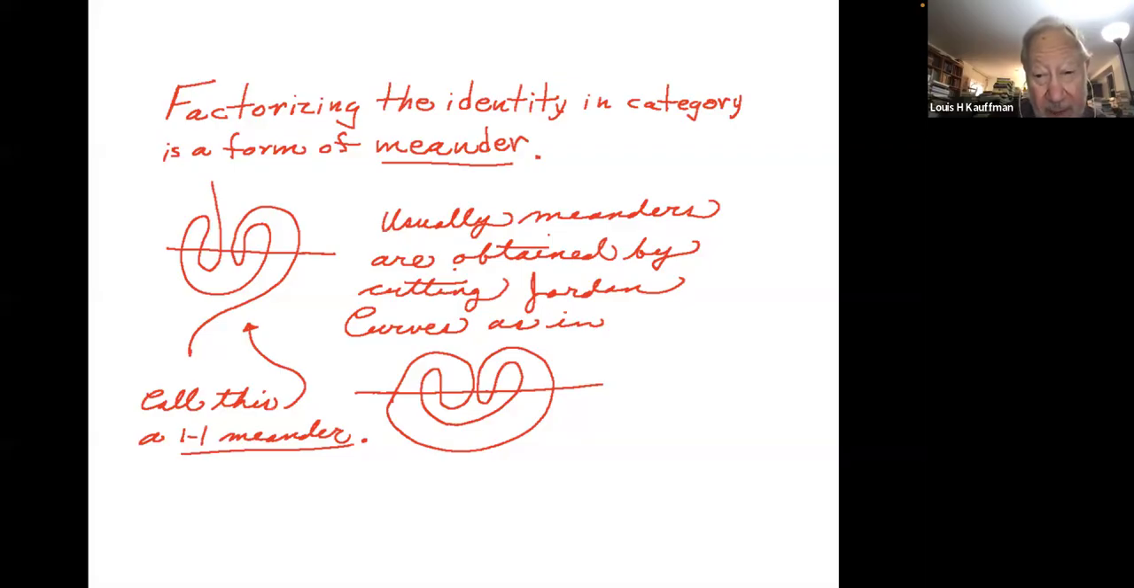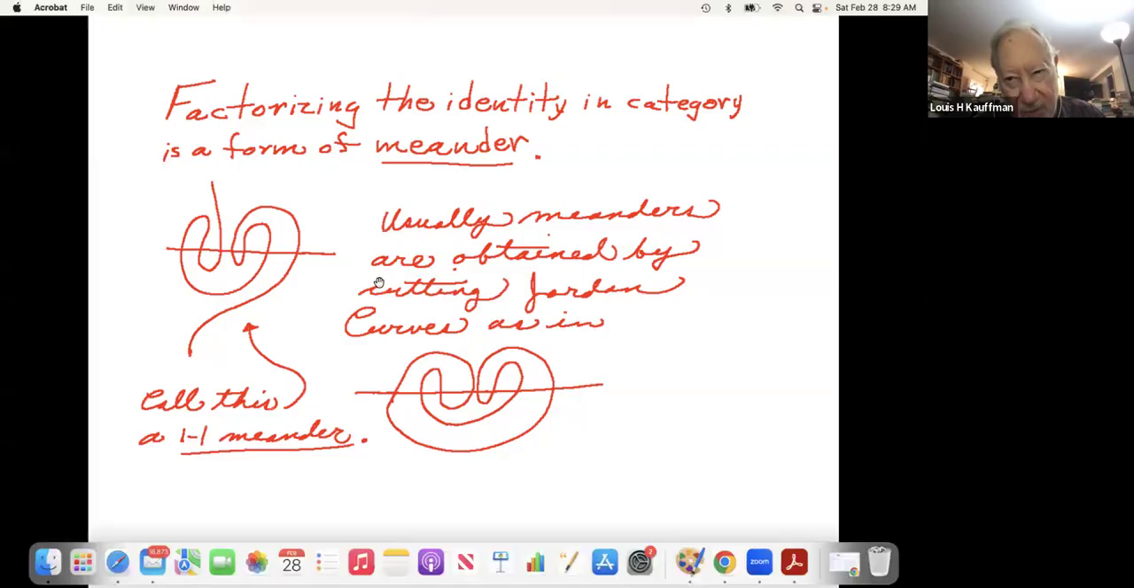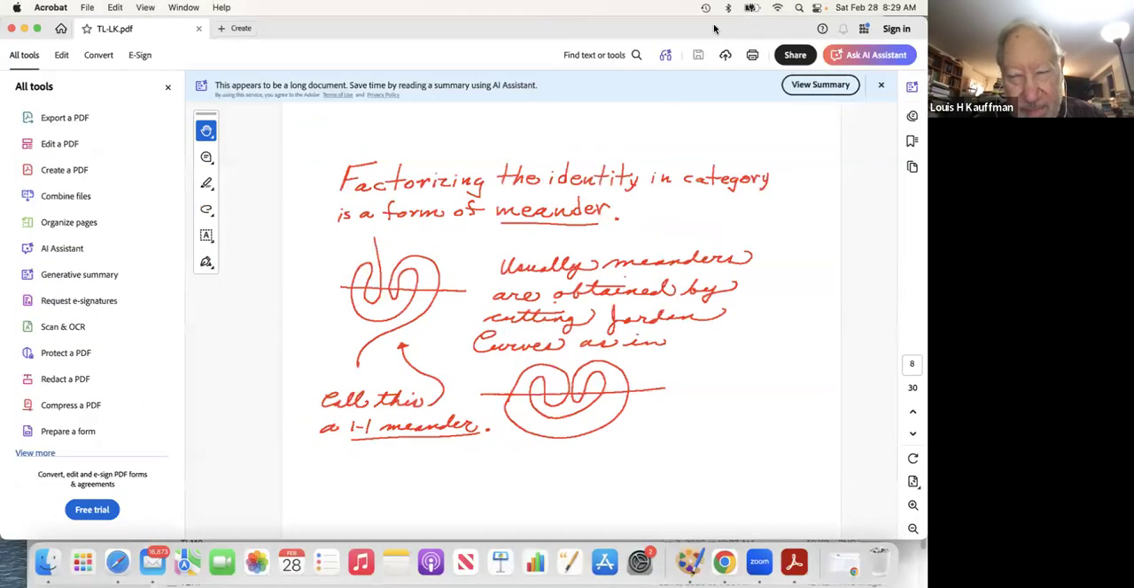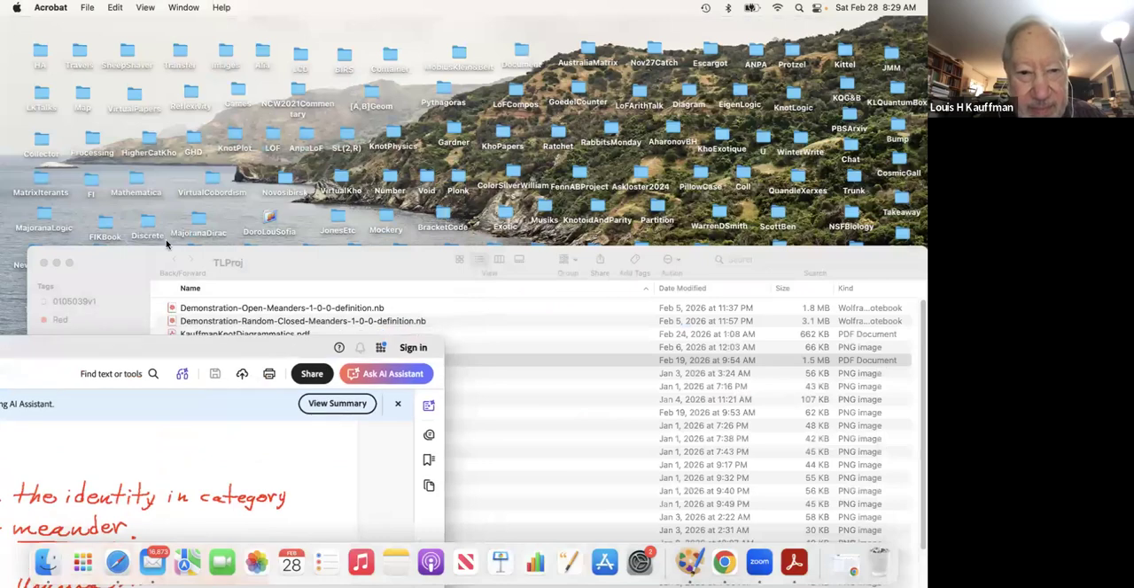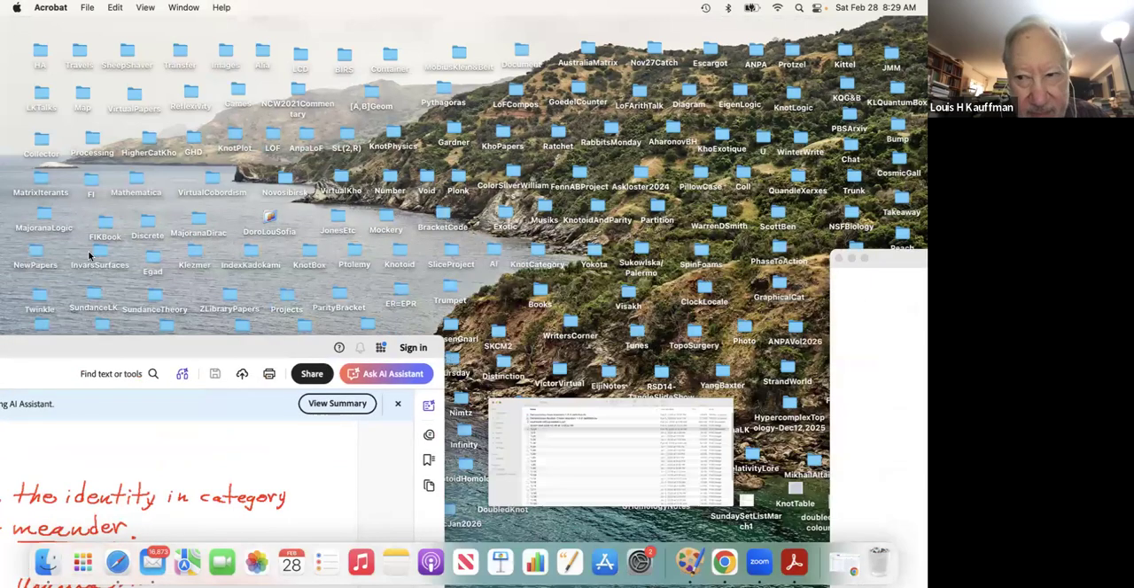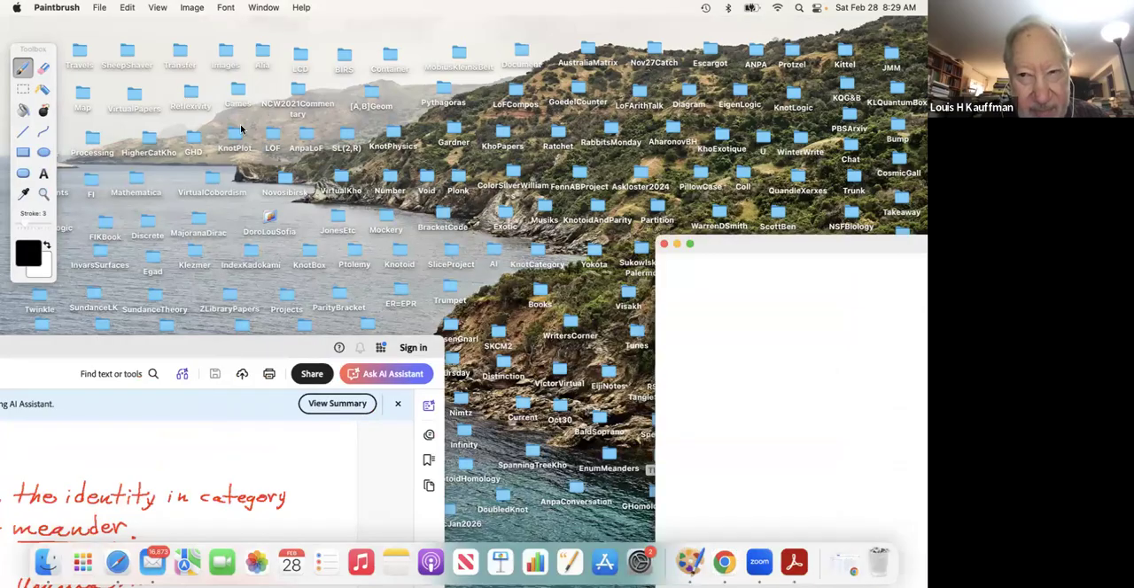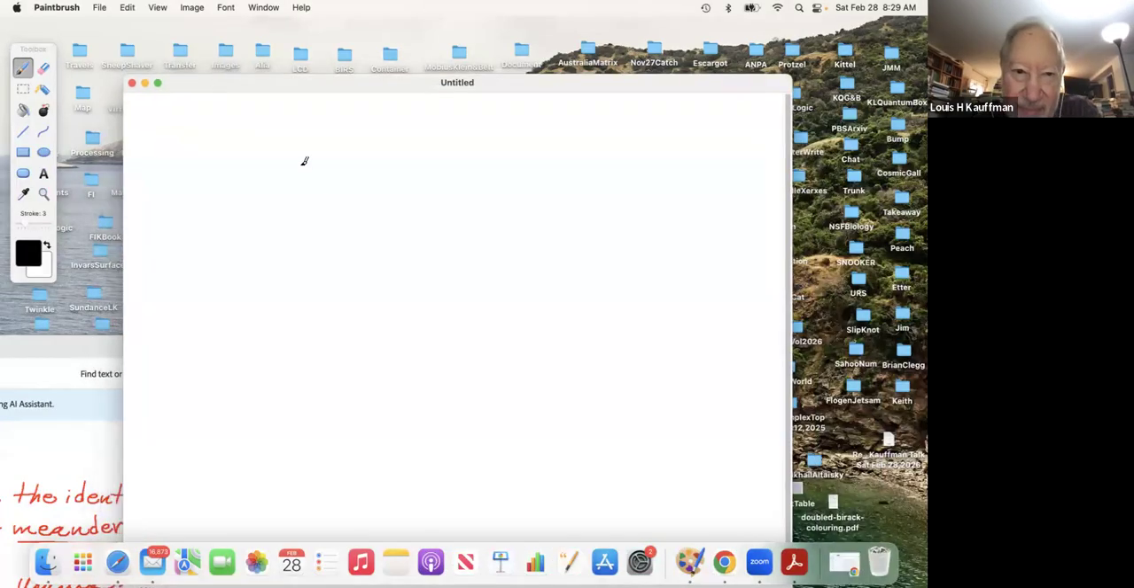I just wanted to say that you can then make various kinds of meanders. And in fact, let's just go off and draw a picture or two. So one way to think of meanders that are relevant to us is you wander back and forth across a line.